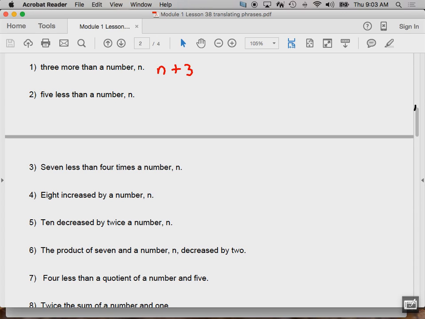Now, less than, what would the next one be? N minus 5. N minus 5.